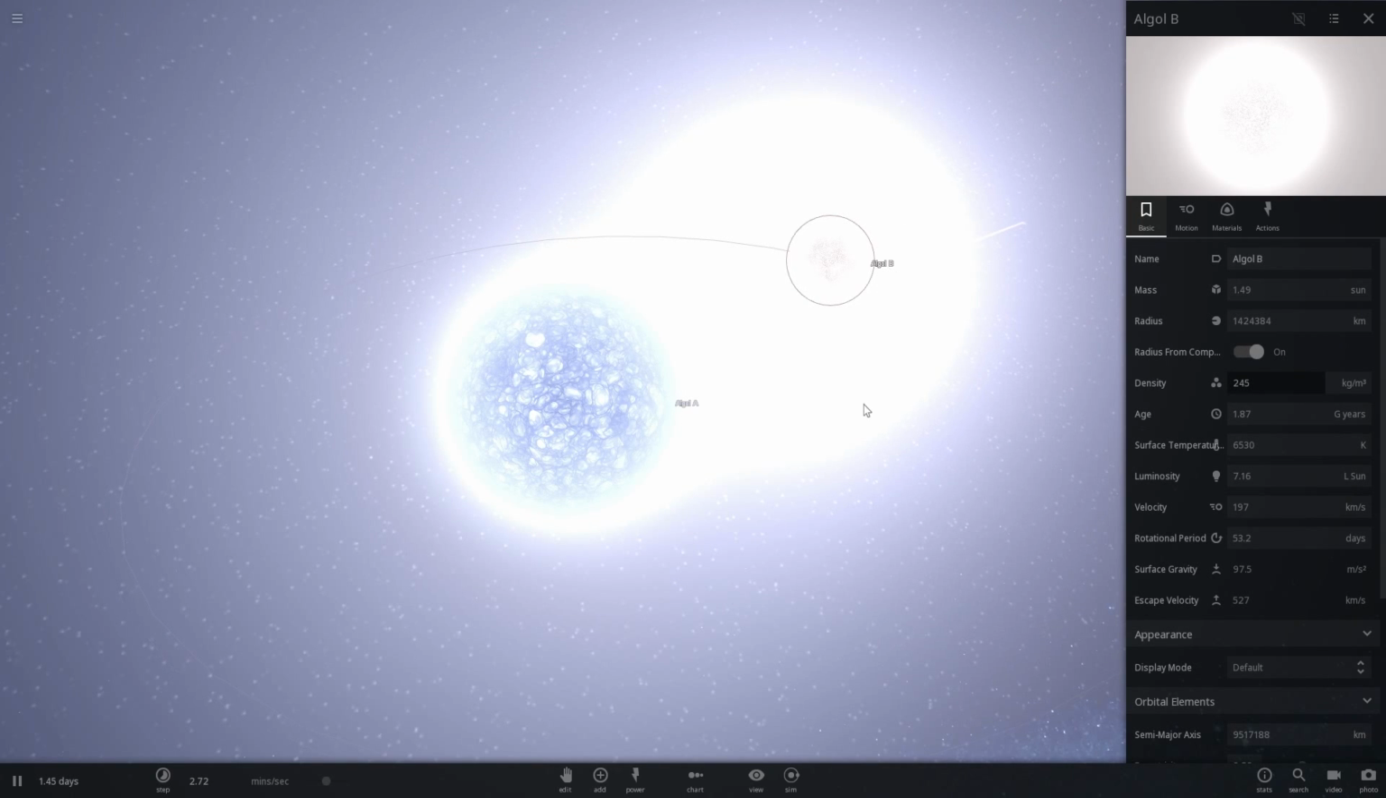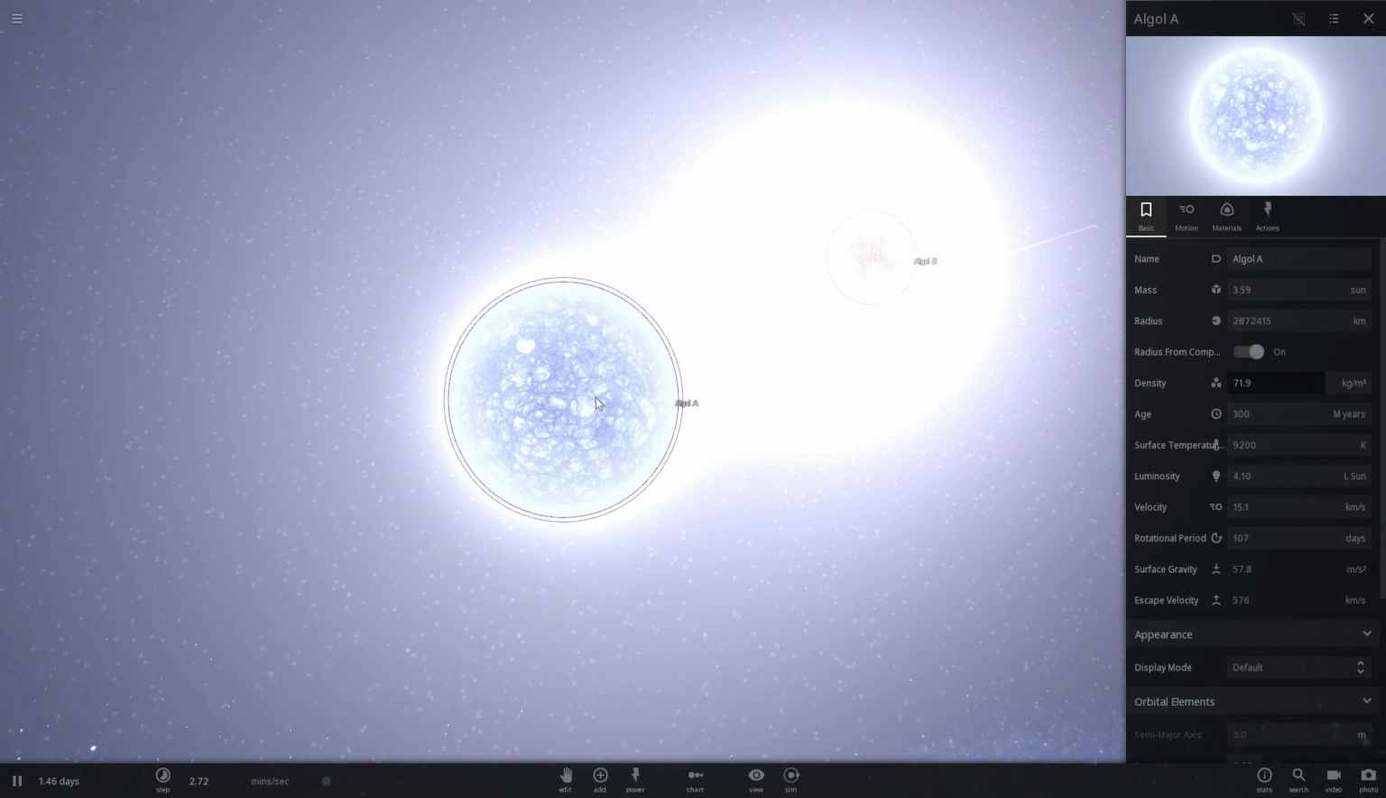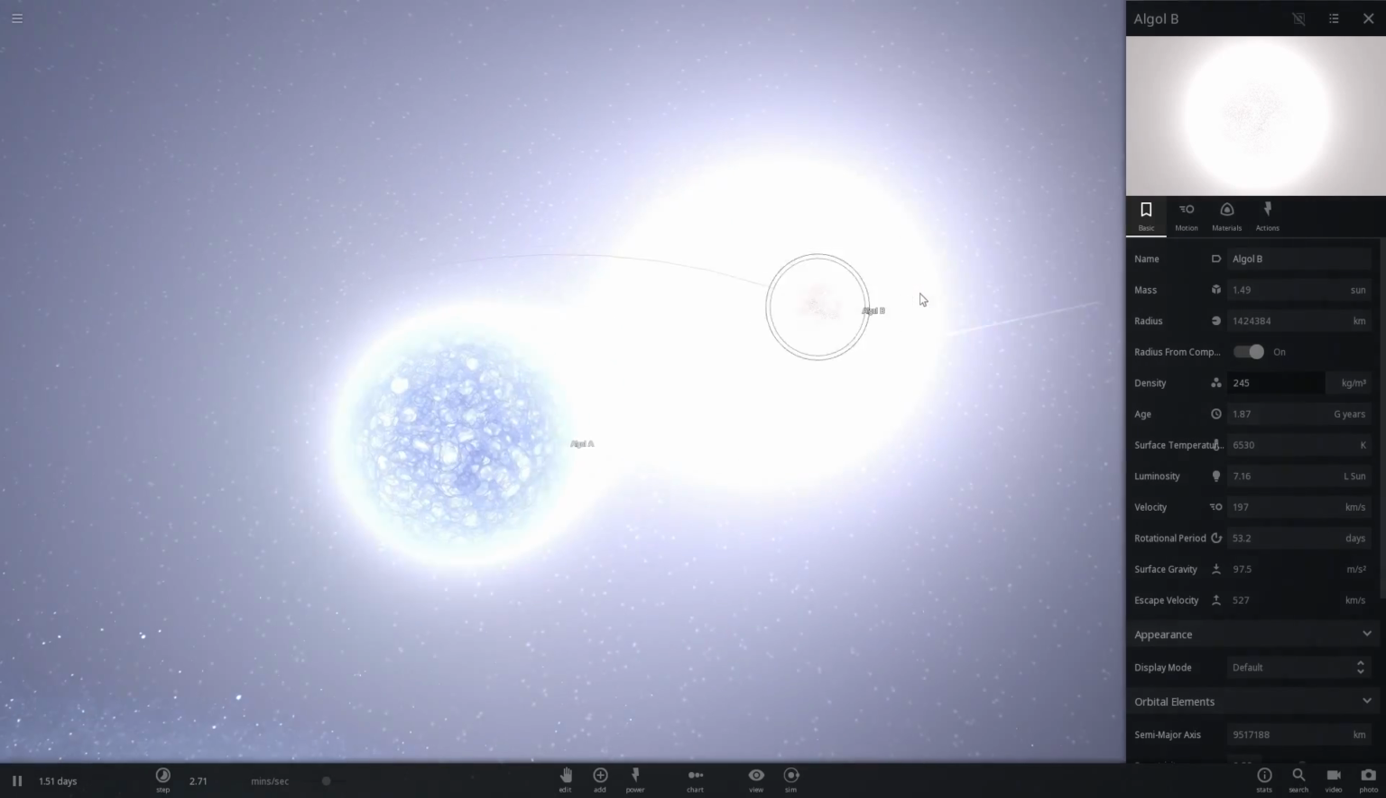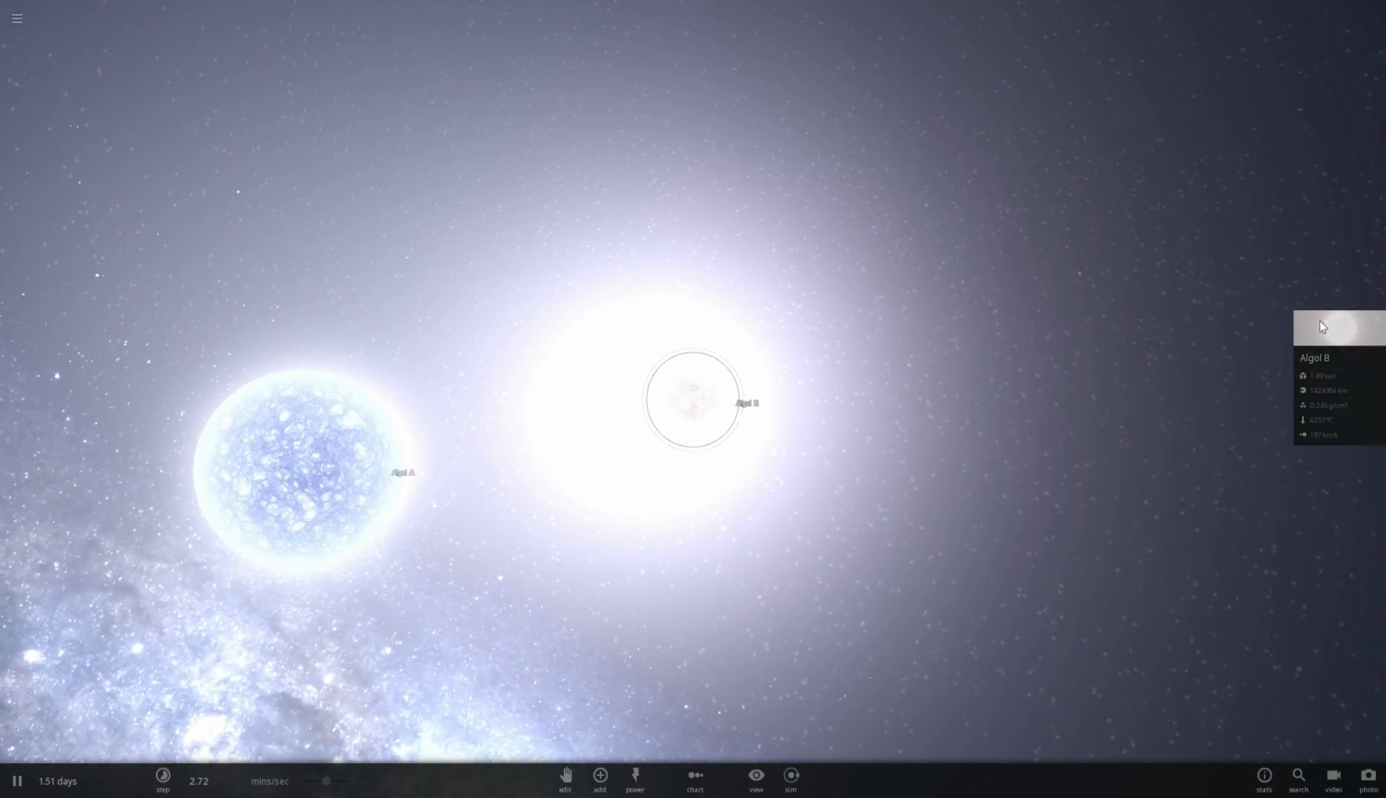But in case of this particular star system, Algol A seems to be a little bit younger because it's still in its main sequence stage, whereas Algol B seems to be much older because it's already become what's known as a subgiant, basically a star that's entering its last sort of legs of life of a main sequence star and is becoming larger and larger.